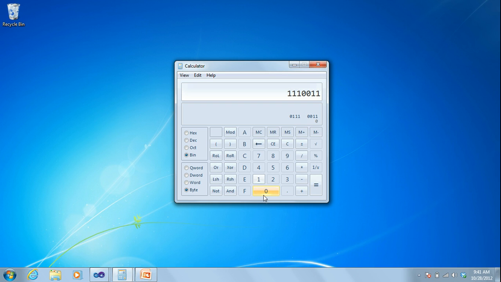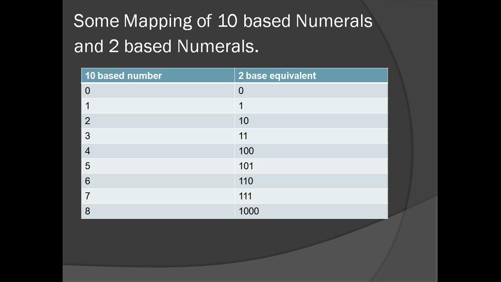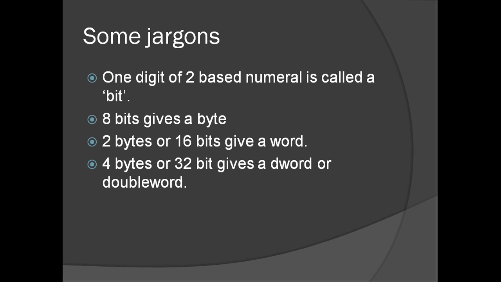Now let's go back to our slides. We have seen this demo. Following are some of the mappings between binary numbers and base 10 numerals, which are decimals. If you carefully observe, you can see a pattern there. Now, some of the jargon.